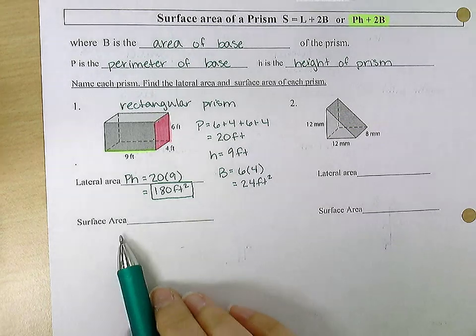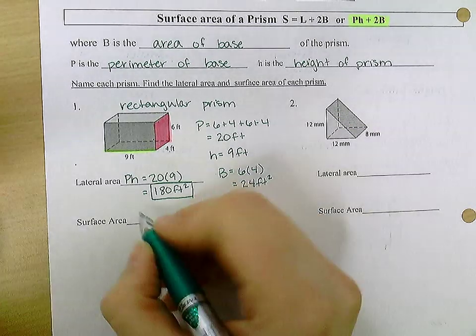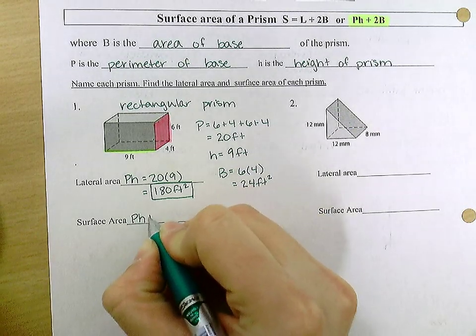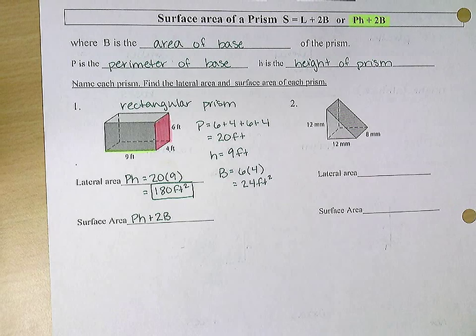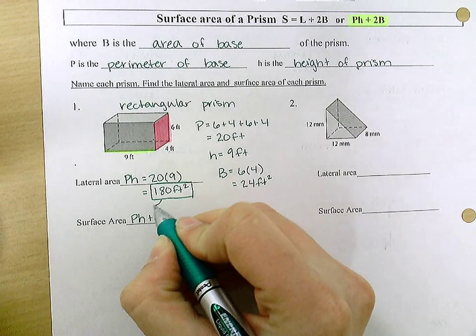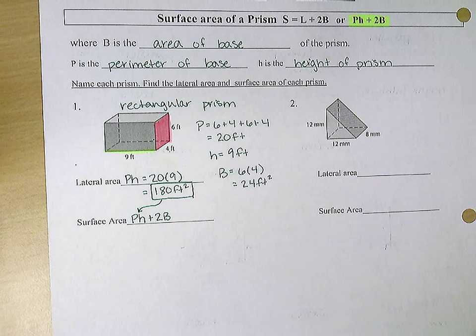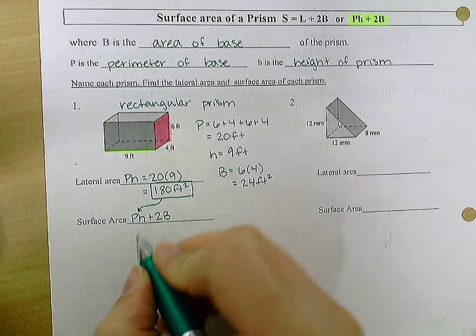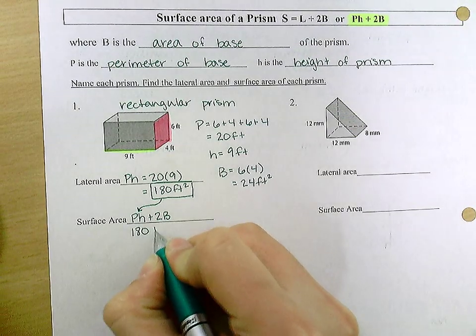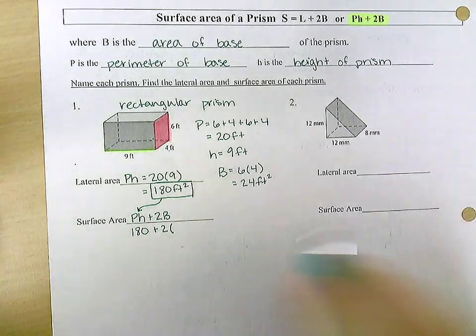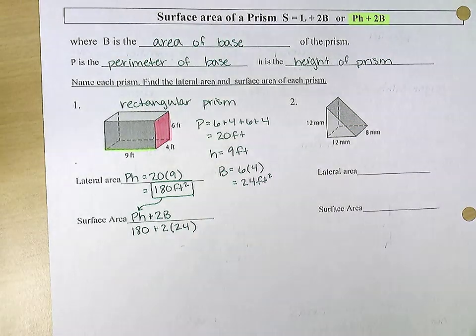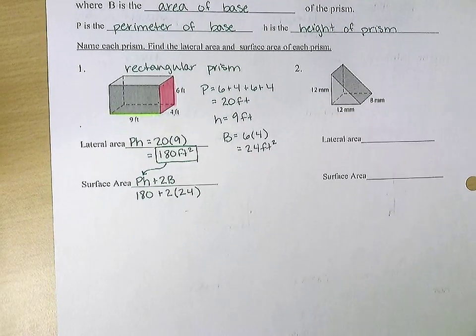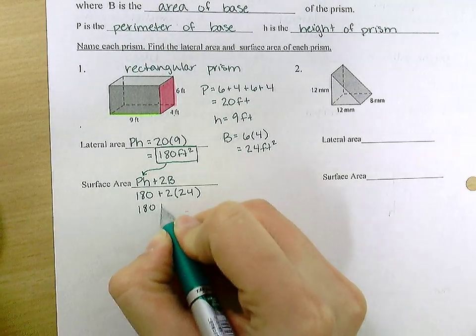Now I want to find the surface area. Surface area is PH plus 2B. I already found what P times H was, so I can just plug in 180 for PH. So I would have 180 plus 2 times 24, since B is 24. That is 180 plus 48.